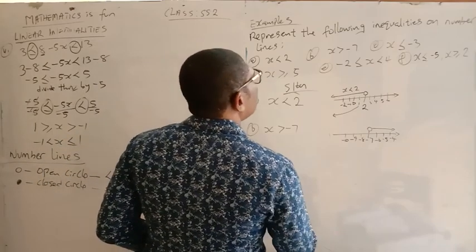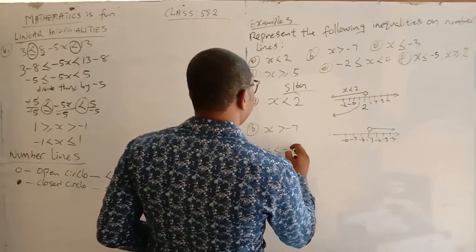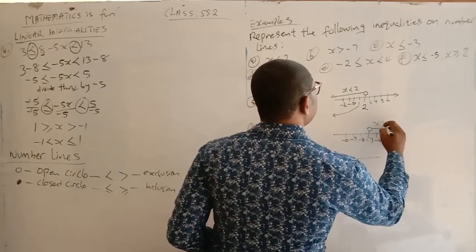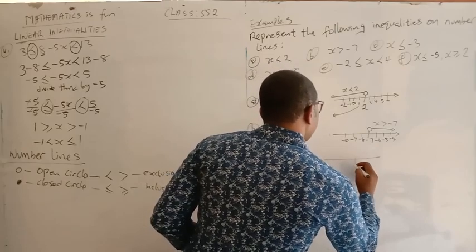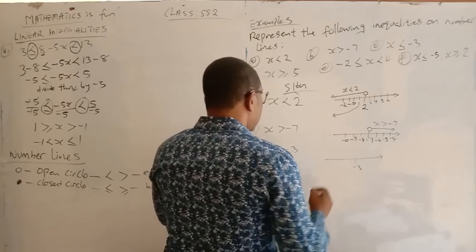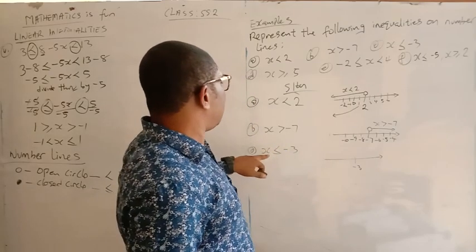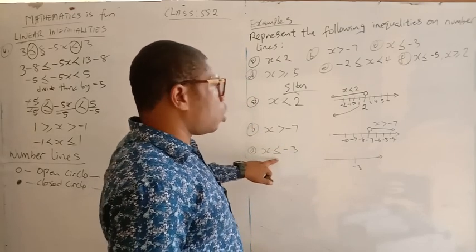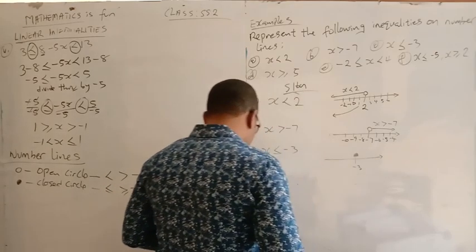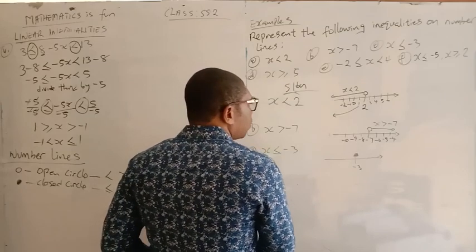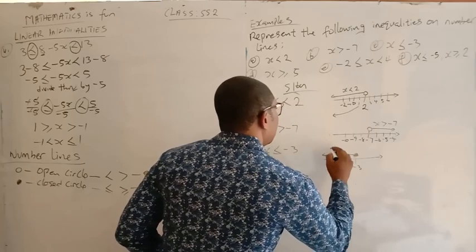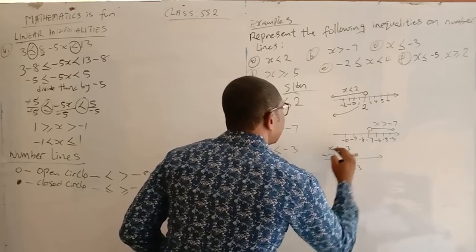C, x less than or equal to minus 3. What we are saying is this. You have minus 3, arrow. Since it is saying less than or equal to, it shows that we have a closed dot, a closed circle. Then less than means it is going leftward. This is x less than or equal to minus 3.